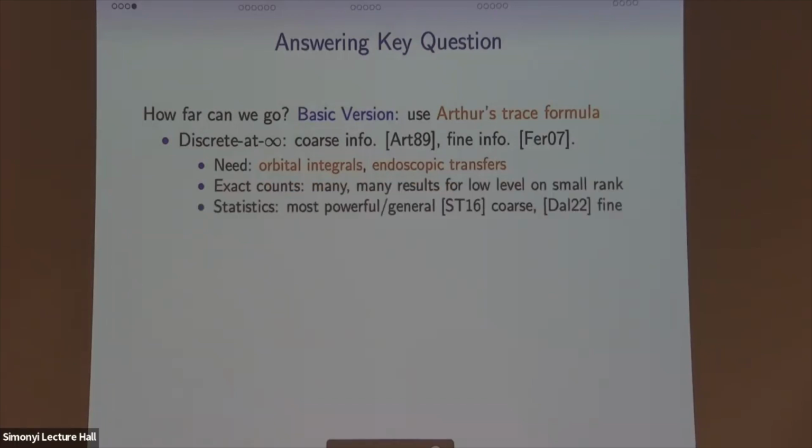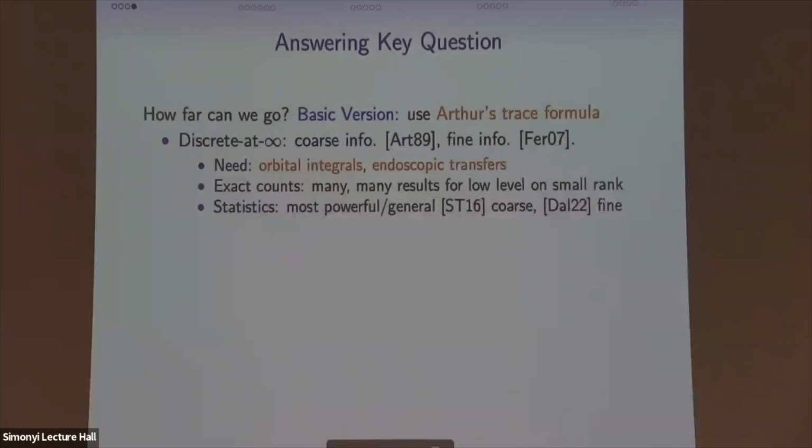So maybe you can talk about exact counts and maybe limiting statistics. For exact counts, there are many, many results for low level and small rank, and I don't have comprehensive enough knowledge to fairly summarize them. And for statistics... I'm sorry, statistics usually has a distribution. Which statistical distribution are you talking about here?